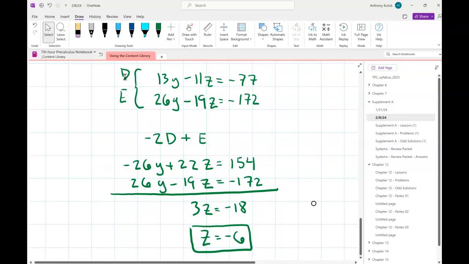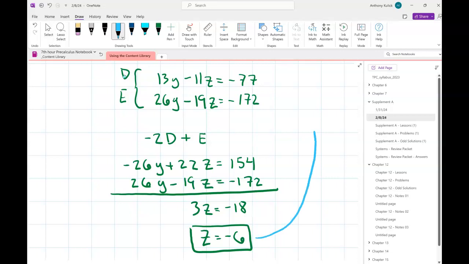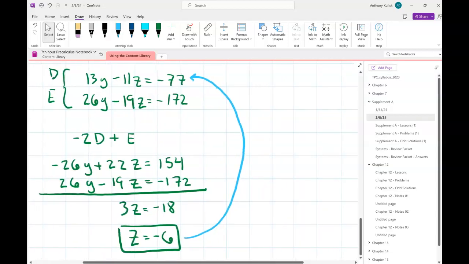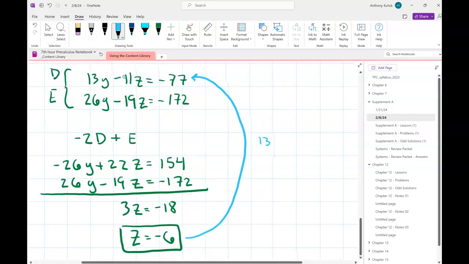Now that I have one of my solutions, how do I find the next one? Any two-variable equation. So D or E. Does it matter which one we plug into? Nah, for the sake of argument, I'm going to plug it into D.